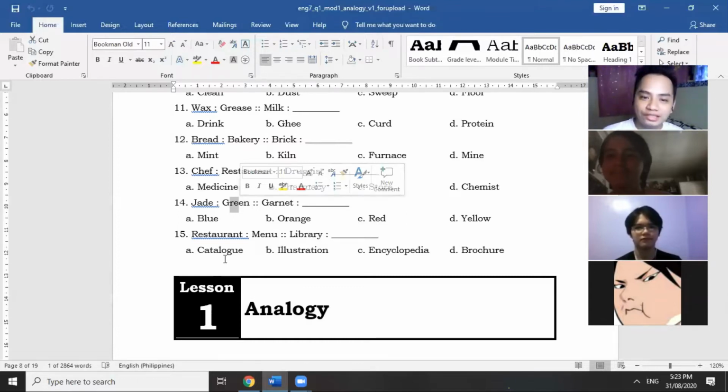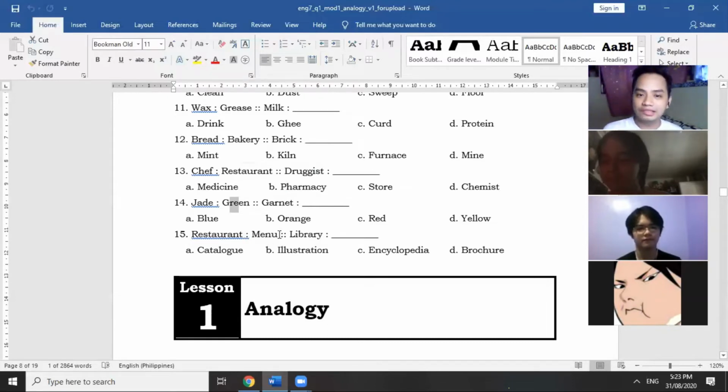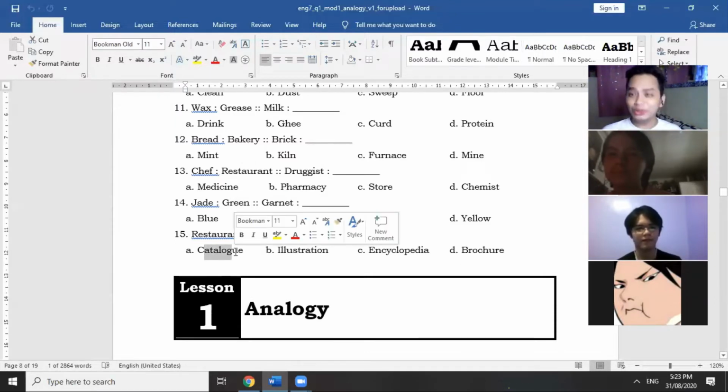Okay? A restaurant gives us a menu, or we can find the menu from a restaurant, while we can find a catalog from a library. What is a catalog? There are two kinds of catalog. The card catalog is one that you can see inside the book, where you put in your information if you will borrow the book or if you will use the book. While the other kind of catalog is one you access through the OPAC.